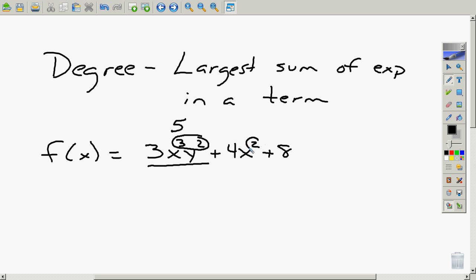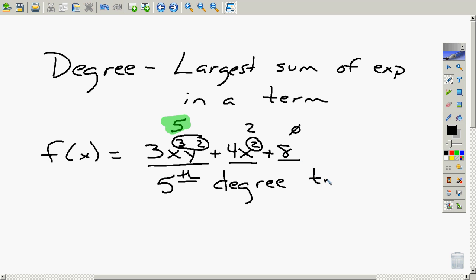This one, this term, has a degree of 2. This one, because there is no exponent, has a degree of 0. So the degree of this function, you look at the biggest one here, the degree of this function is 5. This is a fifth degree, and it's a trinomial because there are three parts to it. Okay?